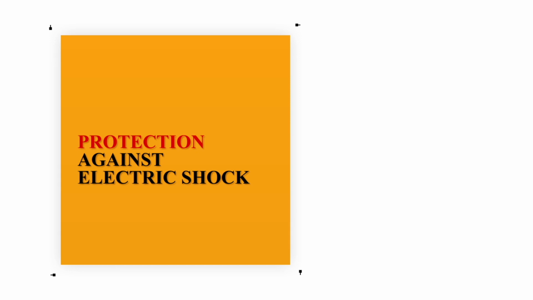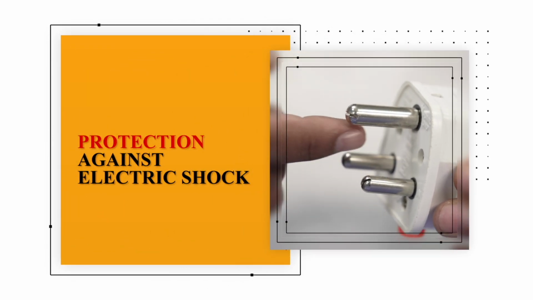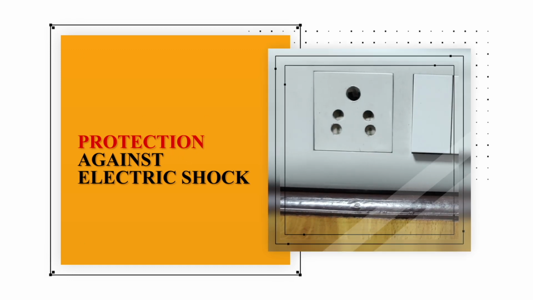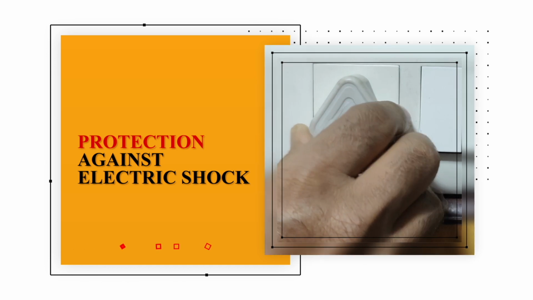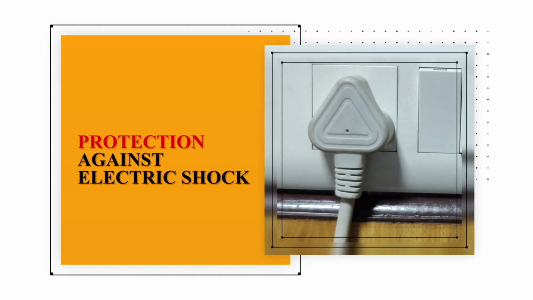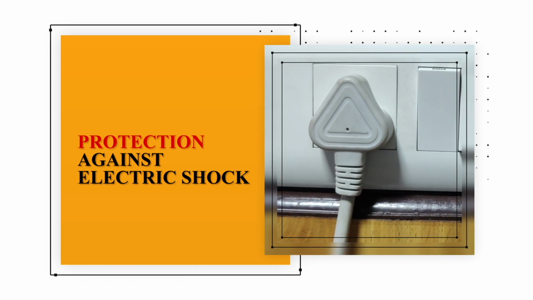So, the first one is protection against electric shock. The thicker and longer pin, which is called the earth pin of the plug, comes in contact with the power supply before the other two pins. These two pins are live and neutral, and that is how the current already present in the electrical is passed on to the ground or to the earth.